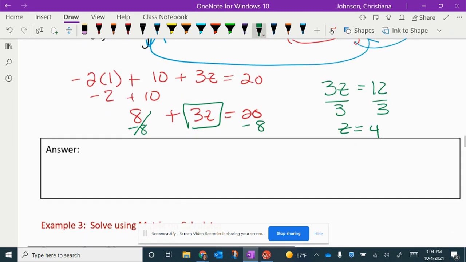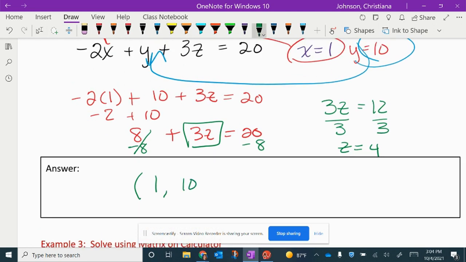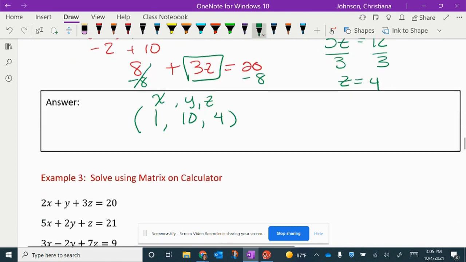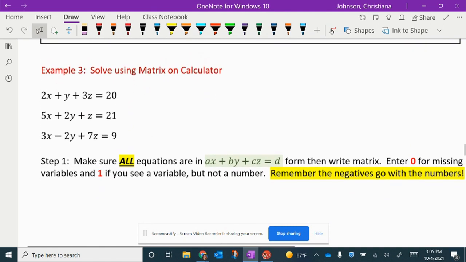So our final answer here is x is 1, y is 10, and z is 4. So it's always going to be in that x, y, z form, alphabetical order. Okay, the last way we can do this is by using a matrix on a calculator. It's a special feature in the calculator itself.